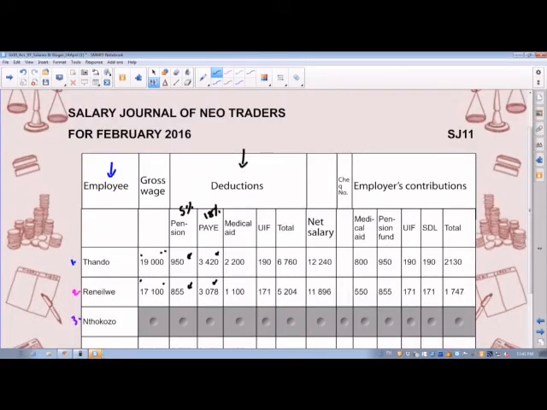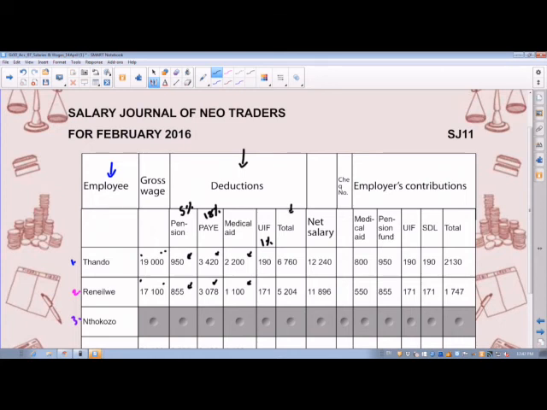Tando, the medical aid deduction will be 2,200 because she's married and her husband belongs to the medical aid. And then Renilwe, 1,100. Now UIF. This is law in South Africa: UIF contributions and deductions will be 1%. So 1% of Tando's salary will be 190 Rand, and for Renilwe, also 1%, 171.